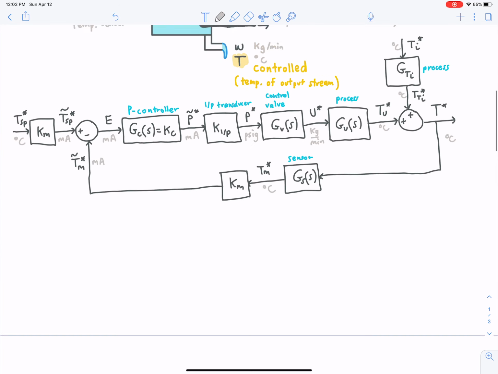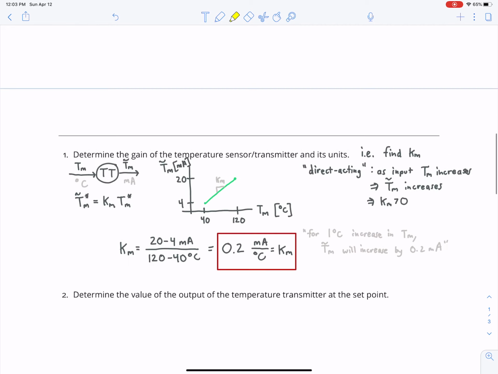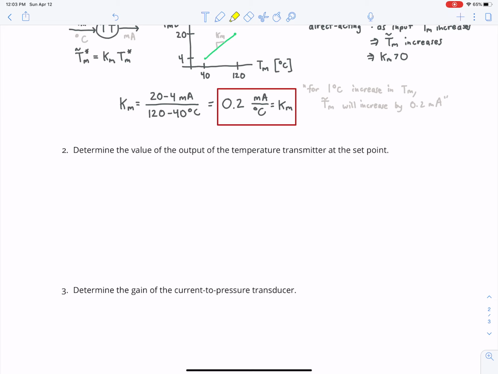So that's what that Km is, and that has to be the same Km here that converts the set point into an internal set point in order to have a reasonable comparison between the internal set point and the measured temperature. So that's Km. Okay. So now the next question is, what is the value of the temperature transmitter when T is at its set point?